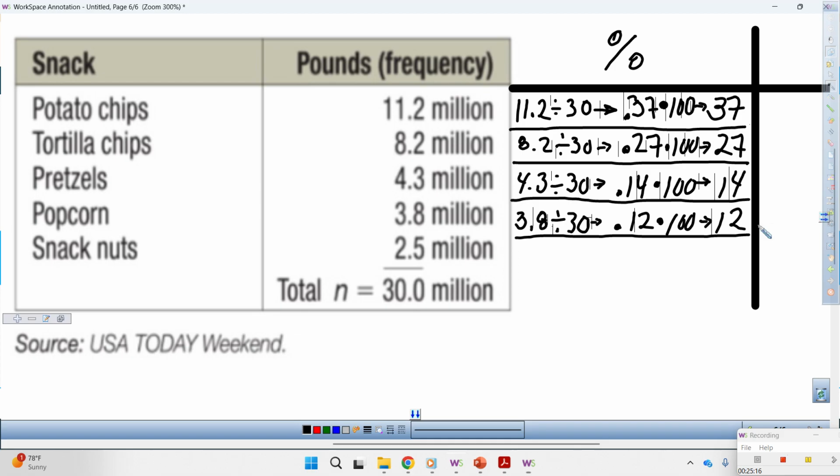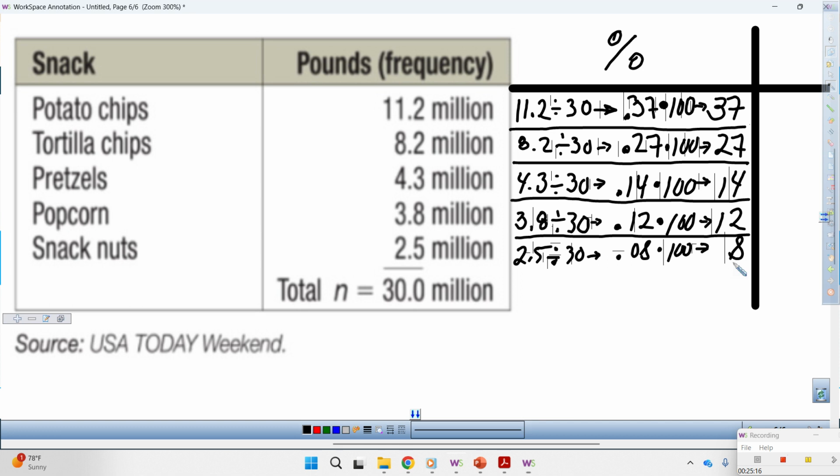Hands up if you got that. All right. And the last one, 2.5 divided by 30. Let's see what he's got. 0.08. Hands up if you got 0.08. 0.08 times 100, which is 8%. Hands up if you got something like that.